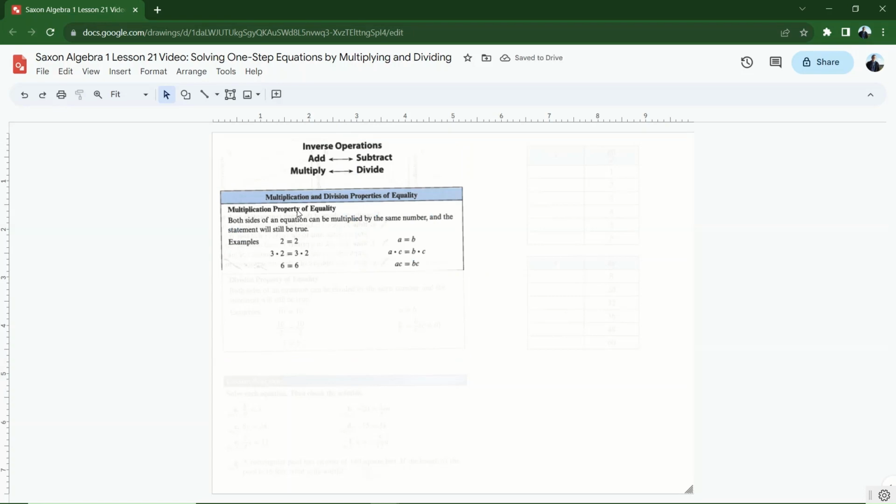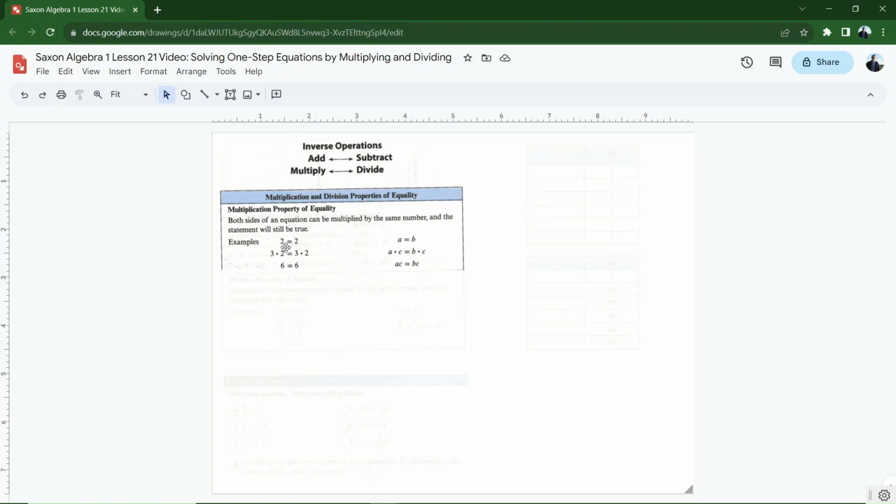First of all, I just want to point out, there is a multiplication and division property of equality, the same as there is an addition and subtraction property of equality. The addition and subtraction property stated that if you do the same thing to both sides, okay, so for the addition property, if you add the same number to both sides of an equation, the equation will still be true. If you subtract the same number from both sides, the equation will still be true. Multiplication is the same. If you multiply both sides of an equation by the same real number, the statement will still be true.